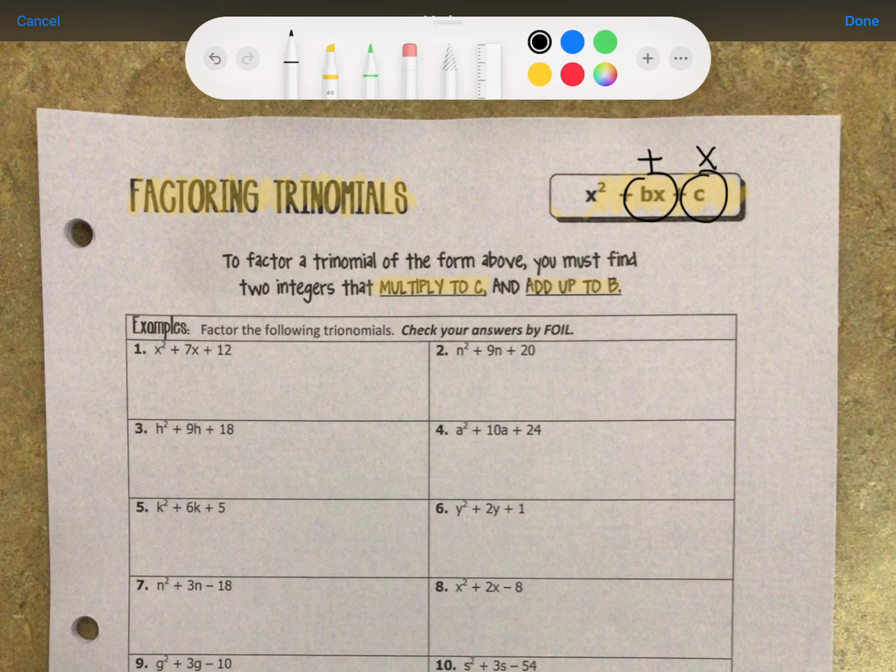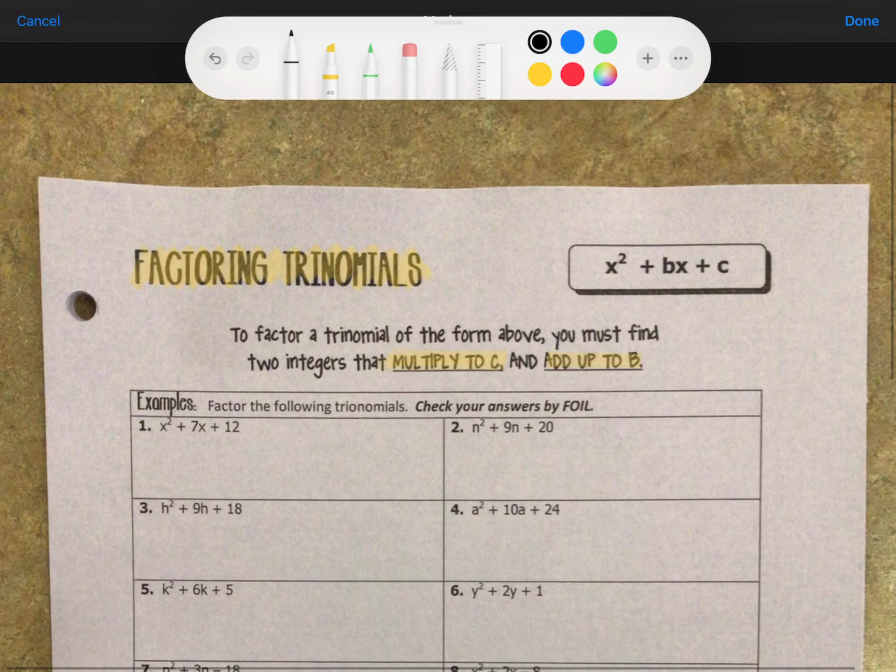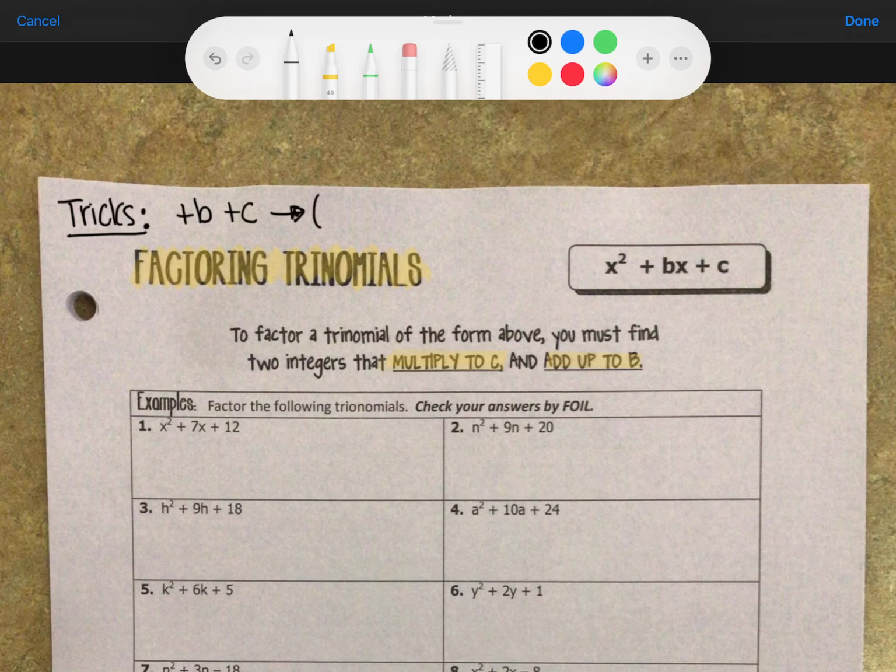You have to be very cautious of your signs, so I have little tricks for you to remember if you're not really good with your adding and subtracting rules. I'm just going to put some tricks up here on the top. If all of your problems are plus plus, you've got a positive b and a positive c, this will yield an answer of plus plus.